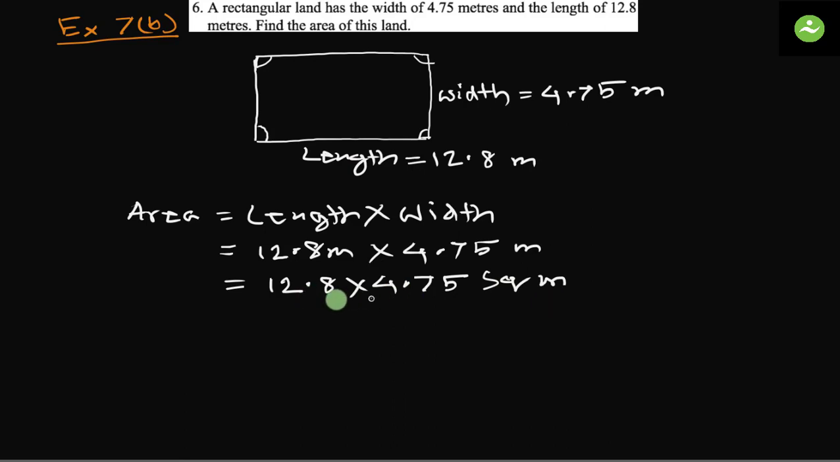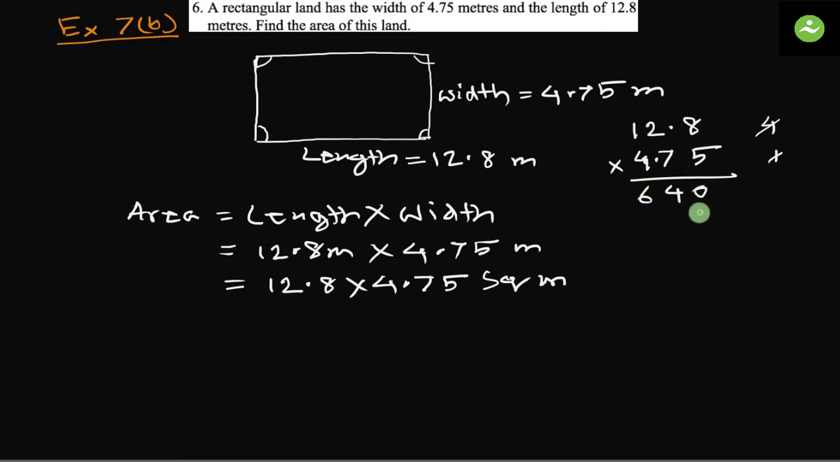So let us do the calculation. We will do the vertical method, 12.8 and 4.75. Why vertical method? So that we do not make any mistake in calculation. 5 into 8, 40. 4 in hand. 5 into 2, 10. 10 and 4, 14. 1 in hand. 5 into 1, 5 and 1, 6.